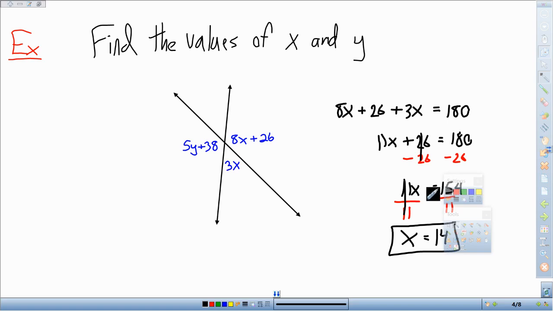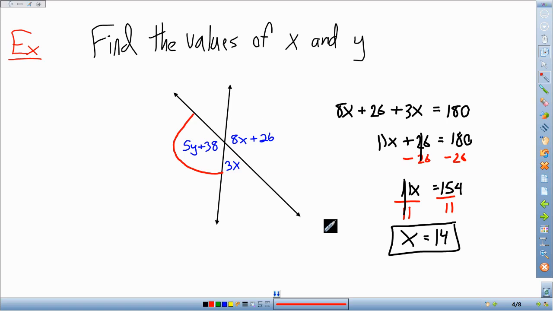Let me show you the two possible ways of doing this, and you guys will see throughout this class, sometimes there's multiple ways of finding your answers because you're going to learn so much about these angles as we go along. Here's the two things we know right now. We know that this angle, the 5y plus 38, and this angle are vertical angles. I could make my equation. I could say that this angle equals this angle and then plug in my 14 and figure out what y equals from there.